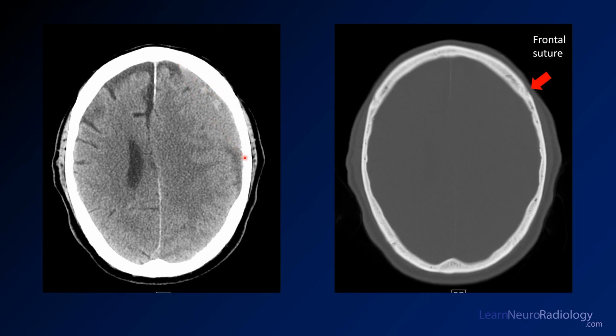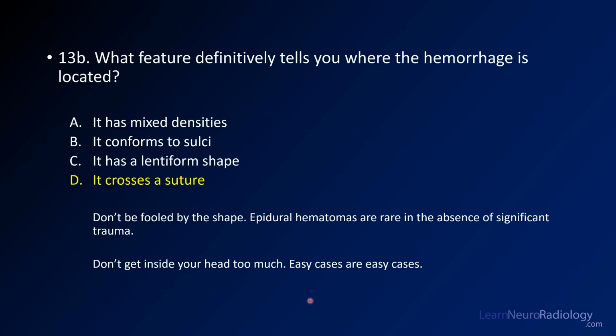So the shape is a little bit less convincing, I guess, than the fact that it crosses a suture here. Epidural hematomas are known for having this kind of lentiform shape, with subdurals being a little bit more crescent shaped. But I think that's not 100% reliable, and that's something that you need to be aware of. The feature that definitively tells you, like I said, is that it crosses a suture. Like I said, don't be fooled by that shape.